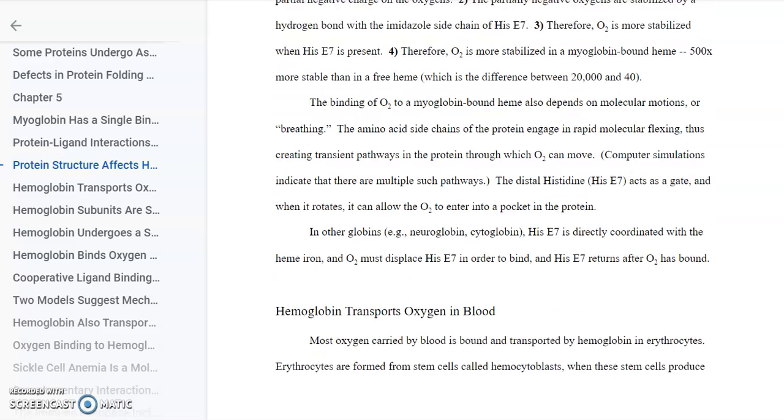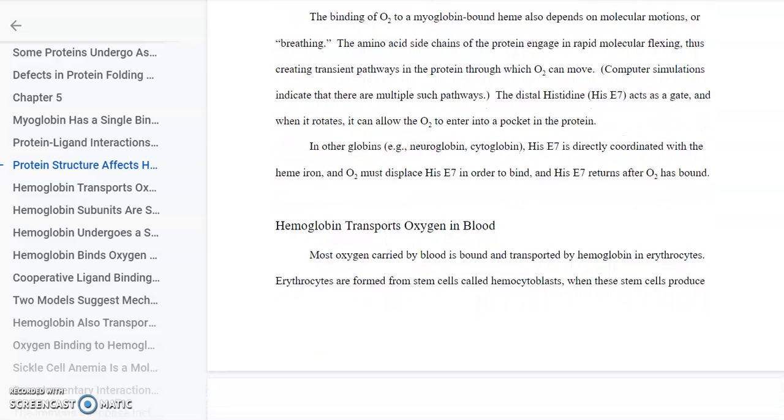The binding of O2 to a myoglobin-bound heme also depends on molecular motions, or breathing. The amino acid side chains of the protein engage in rapid molecular flexing, thus creating transient pathways in the protein through which O2 can move. Computer simulations indicate that there are multiple such pathways.